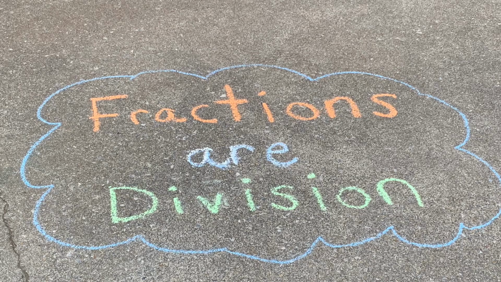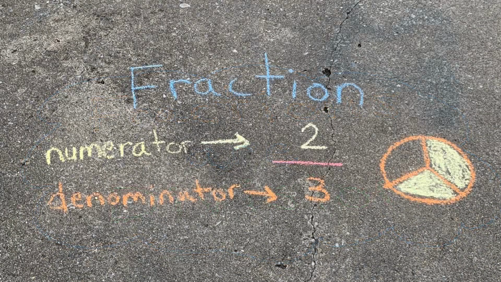As we begin today's lesson, one thing I want to emphasize to you is that fractions are division. Now, a fraction is part of a whole. It consists of a numerator, the top number, and a denominator, the bottom number. The numerator tells how many parts you are working with, and the denominator tells how many equal parts the whole is divided into.